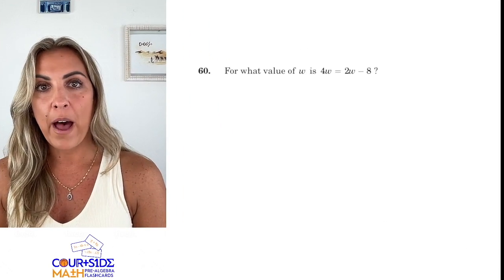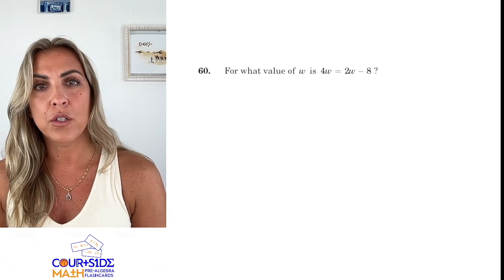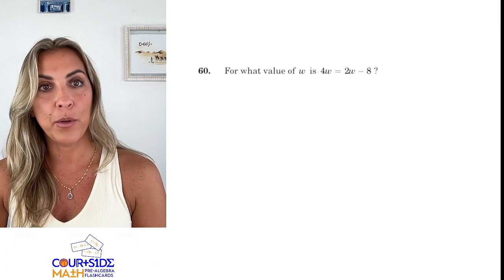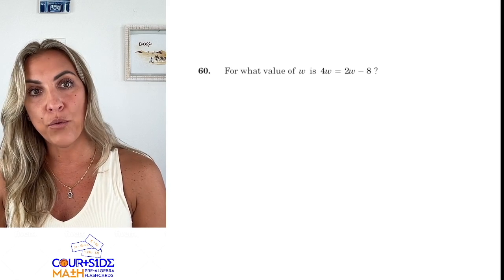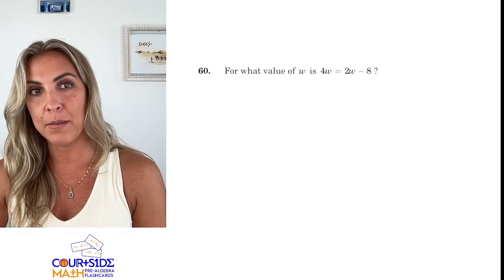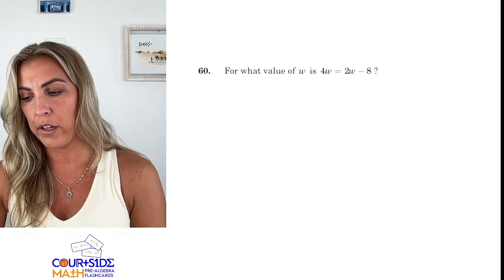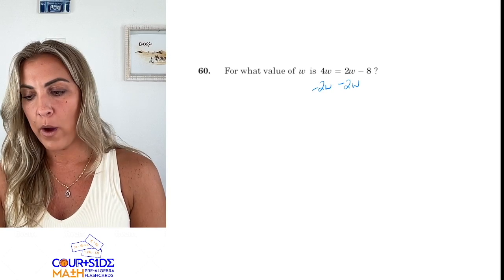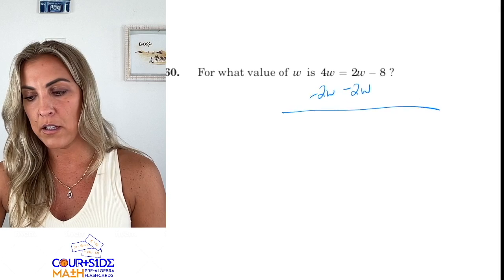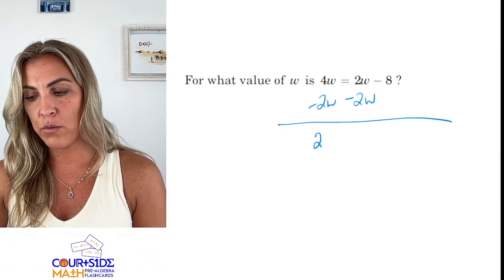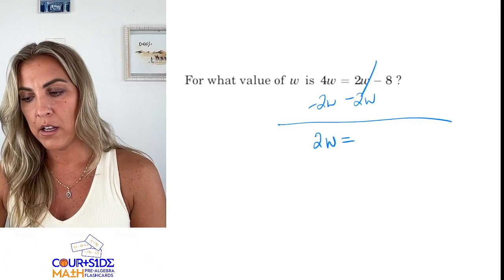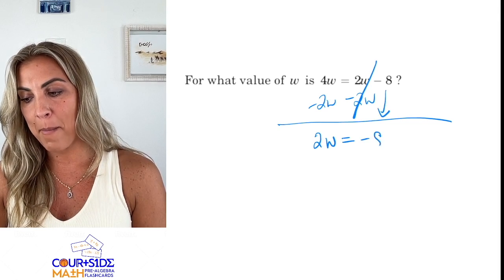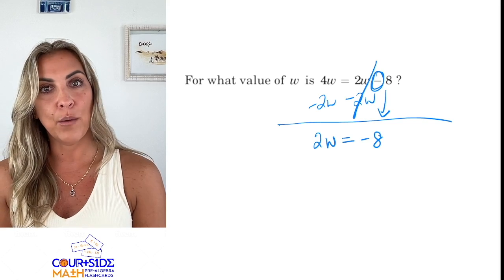Number 60: for what value of w is 4w equals 2w minus 8? So I'm going to try to get the variable to one side. I can do minus 4w on both sides, but that wouldn't make sense because then it will leave the left side with no variable. So I'm going to go minus 2w, minus 2w. When I subtract 2w from both sides, it's going to give me 2w on the left, bring down my equal sign. 2w minus 2w is 0, so it cancels itself out. And I'm going to bring down that minus 8, not forgetting that minus sign that was before the 8.